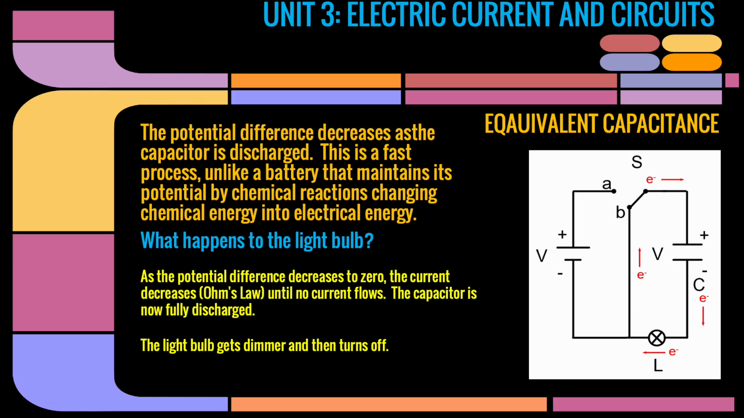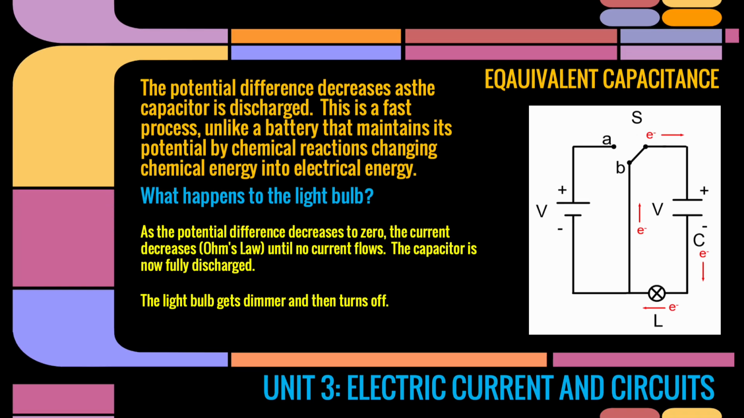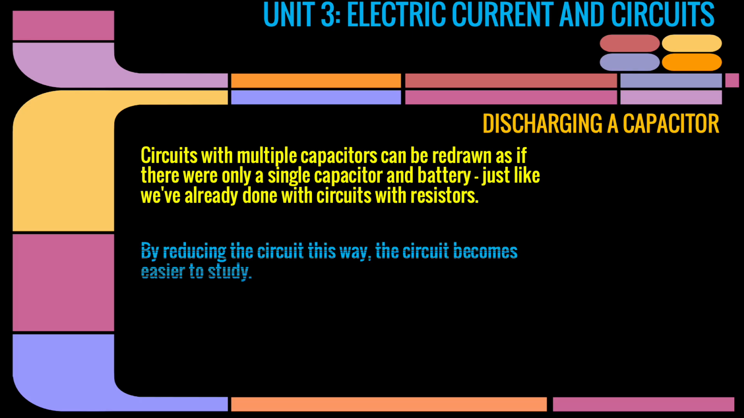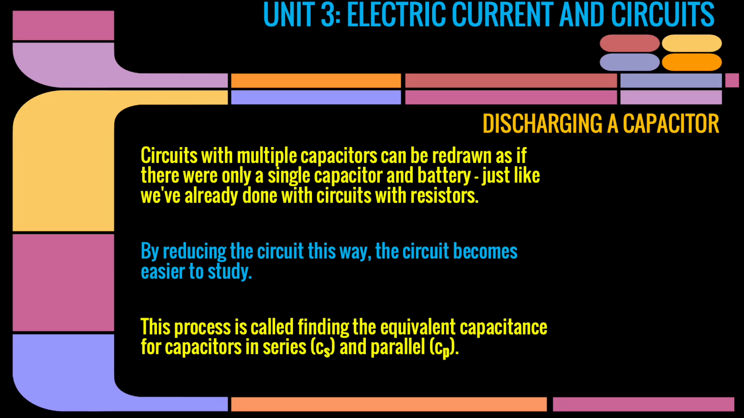So how do capacitors behave? I think they are distant cousins to resistors. Circuits with multiple capacitors can be redrawn just like a single capacitor, just like what we did with resistors. By reducing the circuit this way, the circuit becomes easier to study, like we saw with our study of resistors. And this is called equivalent capacitance, and they happen to be in series and parallel.